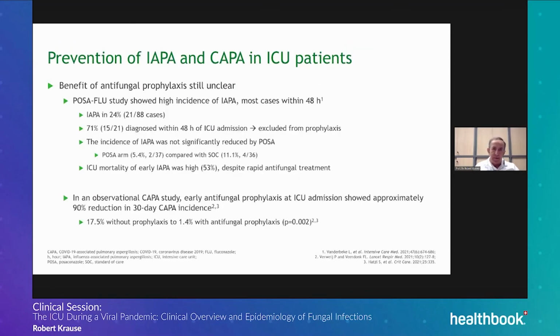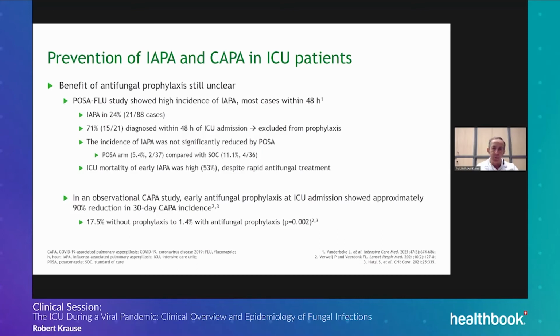Some slides to address the prevention of influenza-associated pulmonary aspergillosis and also COVID-19-associated pulmonary aspergillosis. One study unfortunately failed, and this was addressing influenza-associated pulmonary aspergillosis, also performed in Belgium and the Netherlands. The ICU mortality in patients suffering from invasive aspergillosis in influenza was very, very high, but unfortunately it could not be prevented by administration of posaconazole. So this is still an open discussion, whether it is necessary to apply prophylaxis in influenza patients in the ICU.